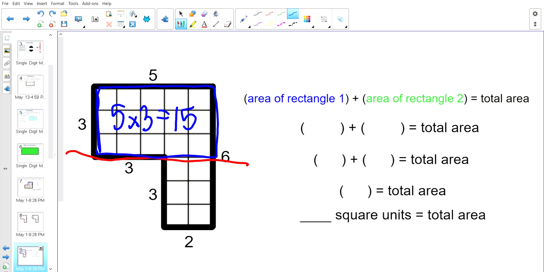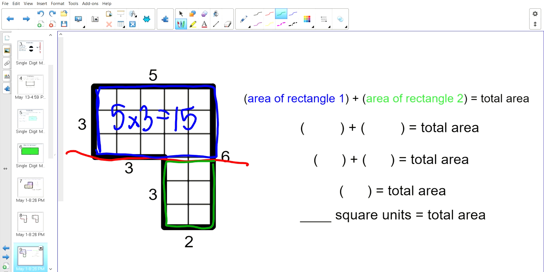Now I need to find the area of the bottom rectangle, because to find the area of the entire figure, we add the area of rectangle 1 plus the area of rectangle 2. I'll outline rectangle 2 in green, so it's easy for you to see. Think about what size this rectangle is. How wide is it? How long is it?